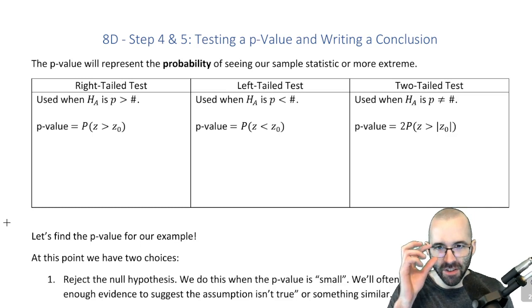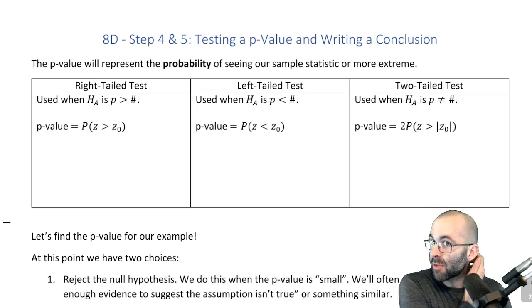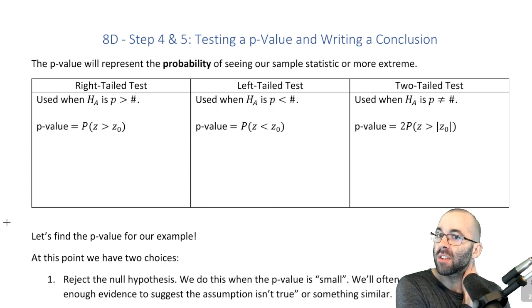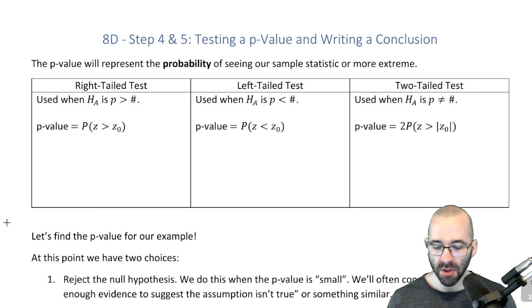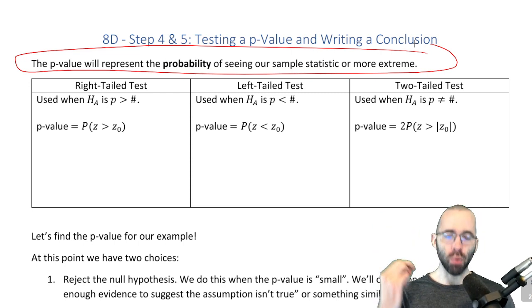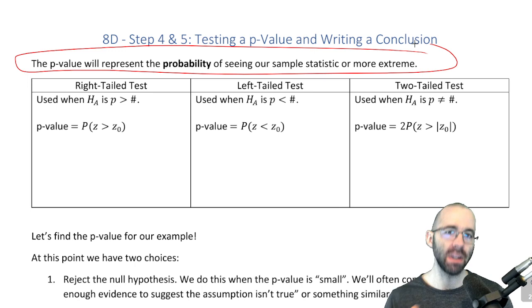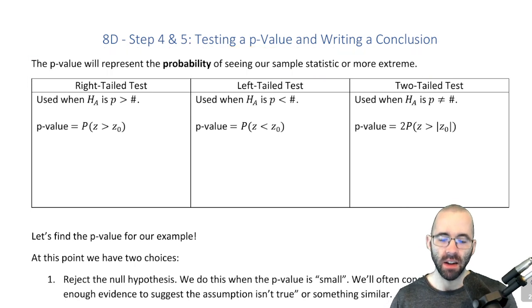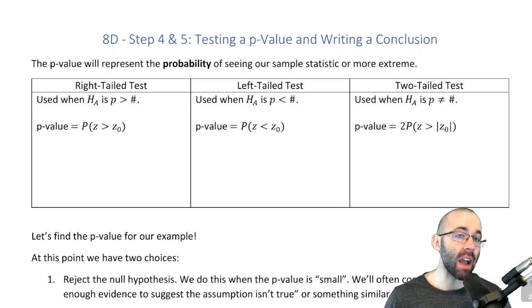All right, we finally have a slightly shorter video for steps 4 and 5. And this is where we're going to talk about something called a p-value and writing a conclusion. So the most important thing for this video, well, I don't know, there's a lot of important things, is that the p-value is a probability of seeing our evidence or something more extreme.